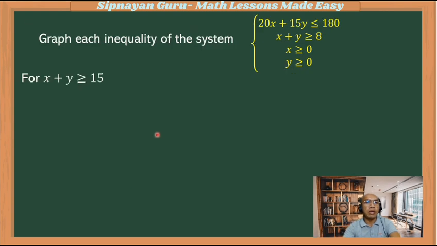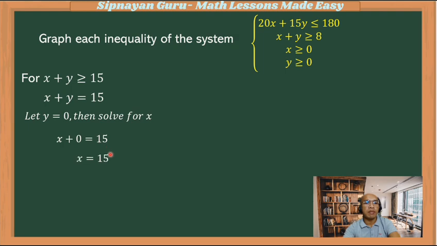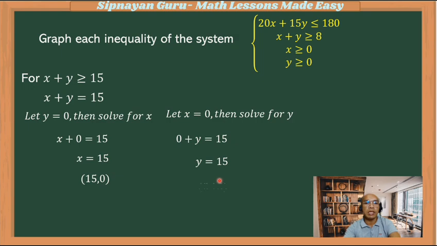For the second inequality, x plus y greater than or equal to 15. Plot this boundary line. So solve for the x-intercept. Let y be equal to 0. x plus 0 is equal to 15. So our x is 15. This is our x-intercept. For the y-intercept, let x be equal to 0. So x plus y is equal to 15. So our y is 15.